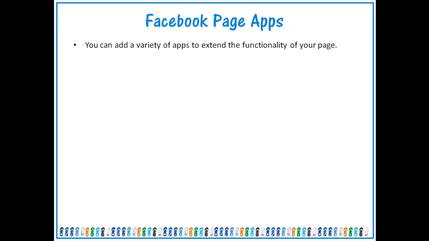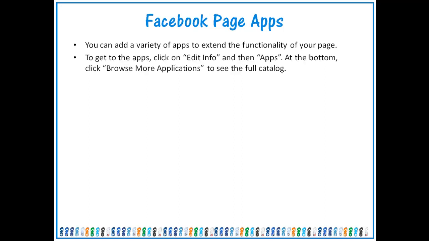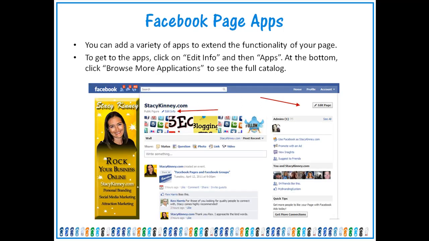Facebook page apps. There's applications. Now there are a lot of different things that you can add to extend the functionality of your page. Now to get the apps, this is how you're going to do it. You're going to click, let me give you the picture here and make it easy for you. You're going to click right at the top of the page. You see I'm on StaceyKinney.com. This is Stacey Kinney Fans. This is where my fan page is.